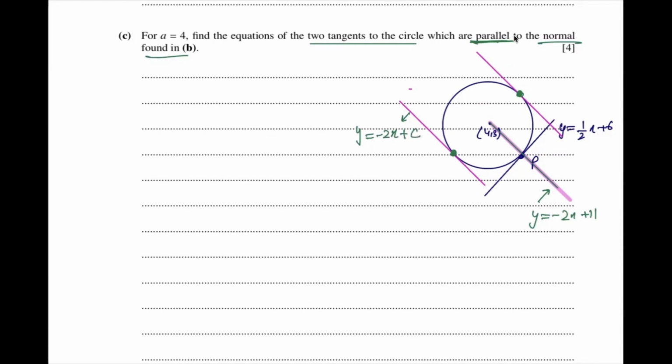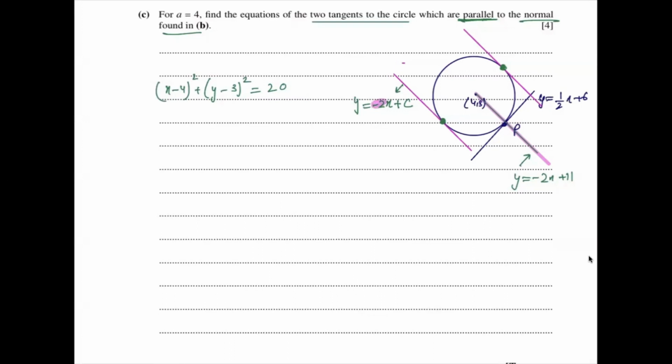What we can do is, we have the equation of the circle. The equation of the circle is x minus 4 the whole thing squared plus y minus 3 the whole thing squared equals 20. We can solve this equation and the line simultaneously. The line is parallel to the normal, so its equation is of the form y equals -2x plus c. So over here, in place of y, I'm going to substitute -2x plus c, minus 3 the whole thing squared equals 20.